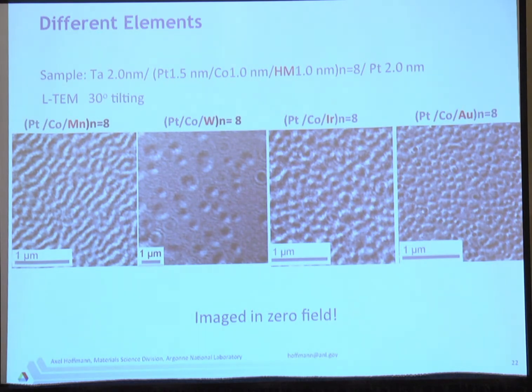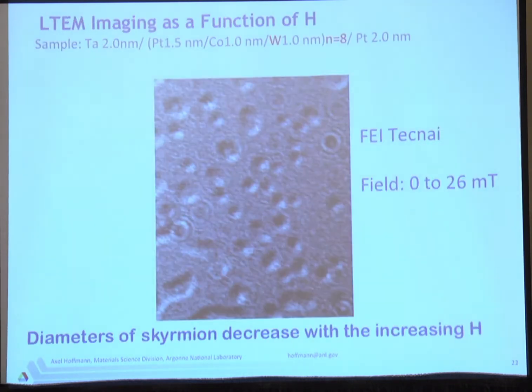Listening to Stefan talk about it so many times. But gold seems to be a very good sample. Tungsten gives you rather large skyrmions, iridium somewhere in between.